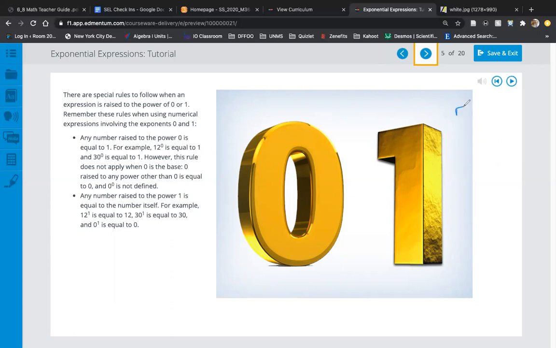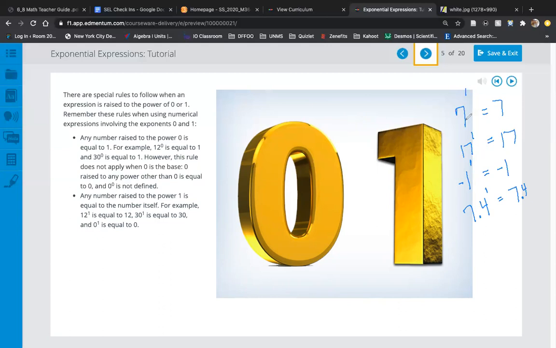So if I had something like 7 to the first power, that's just equal to 7. If I had 17 to the first power, that's equal to 17. It's kind of like when you multiply something by 1, it doesn't change. Same idea here with an exponent. Even with negative bases, -1 to the power of 1 is still equal to -1. I could even have a decimal, like 7.4 raised to the first power. That's equal to 7.4.